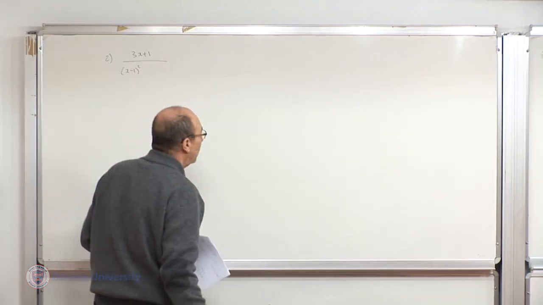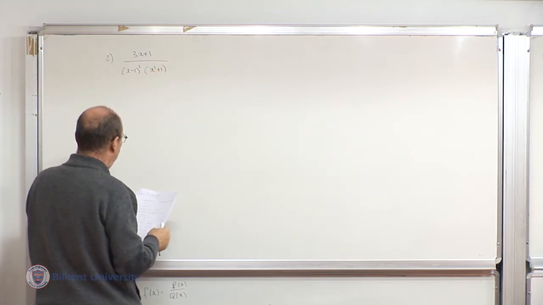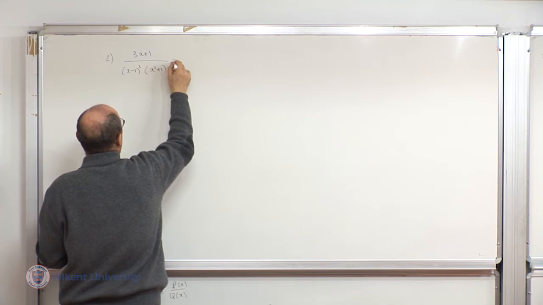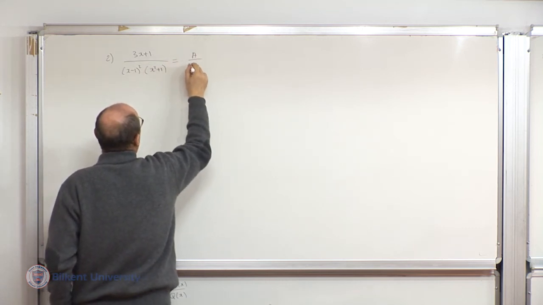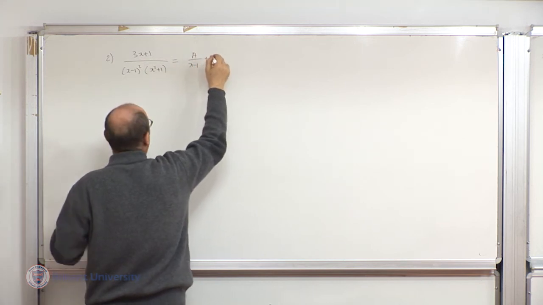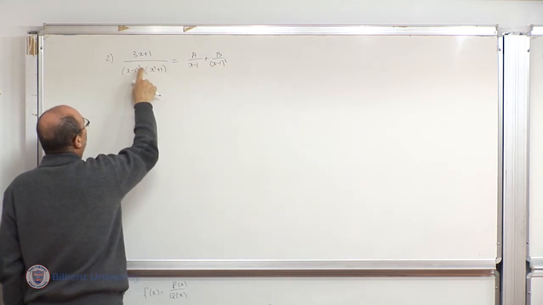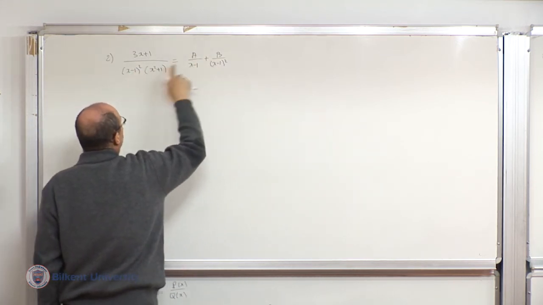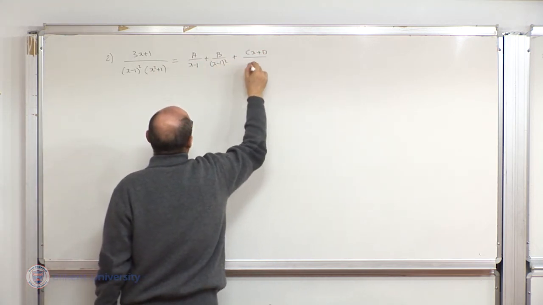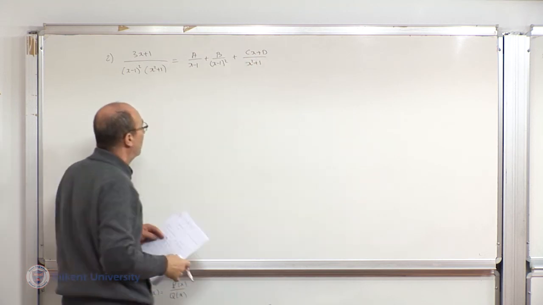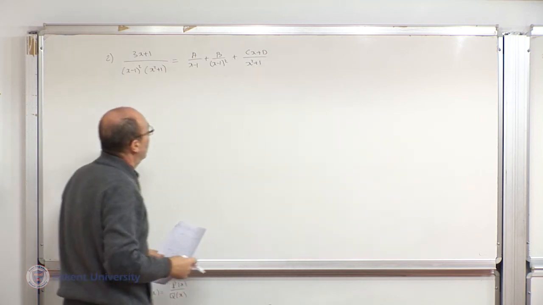Now I'm introducing quadratic forms. The general theory says for this one I have a over (x minus 1) plus, I think I'll use b over (x minus 1) squared. So I go up to this power, but always constants here. And for this one, I have (cx plus d) over (x squared plus 1). If I had another power here, I'd have another term here. But this is what I have.